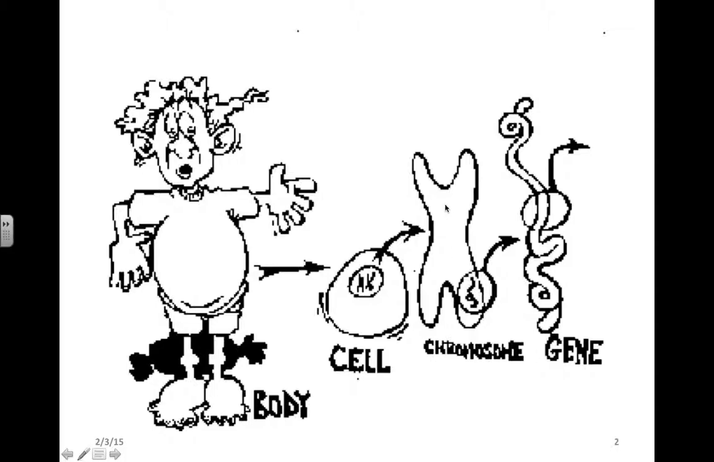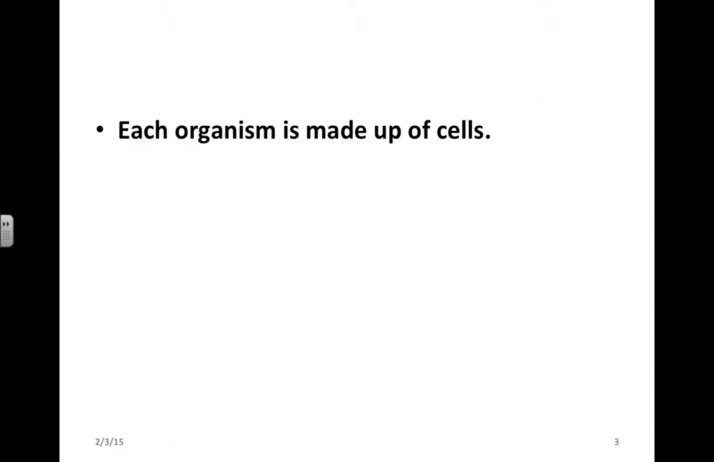And then chromosomes are made up of genes. And so that's what this arrow shows. And of course, this is then a blown up picture of a gene. So we're going to be learning all about these things right here. So let's start with a couple of facts.